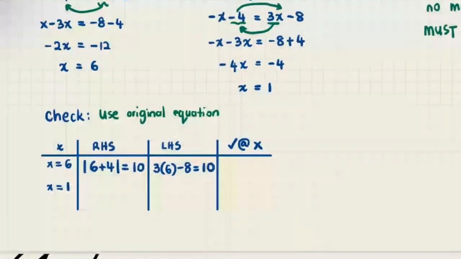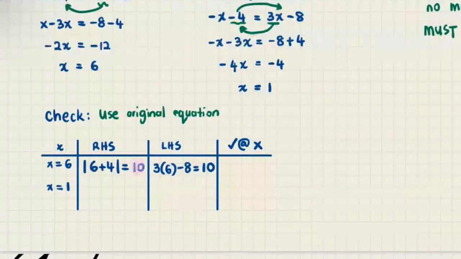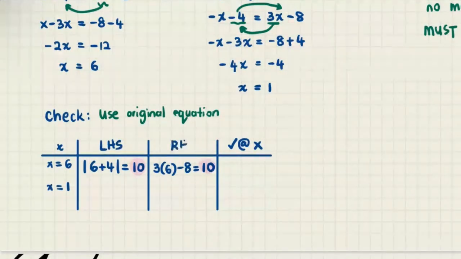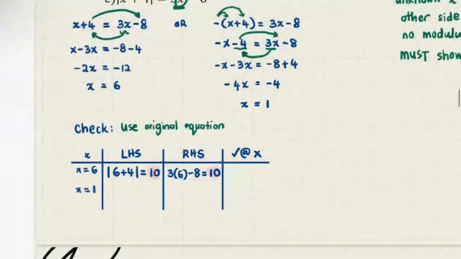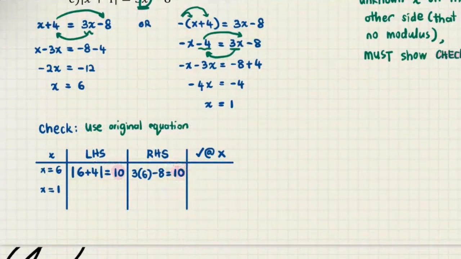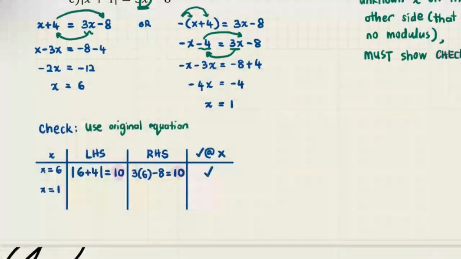Okay, so here you can see the left hand side and the right hand side are swapped. Here should be left hand side, here should be right hand side. Wrong label. Okay, back again. So the left hand side and the right hand side have the same values. So that means x equals 6, we will accept it. Okay, so this is the first one.